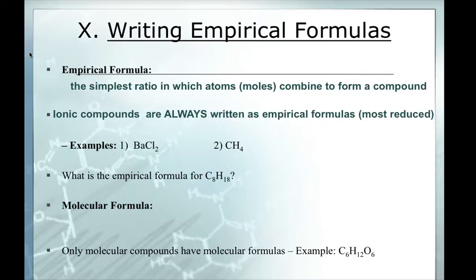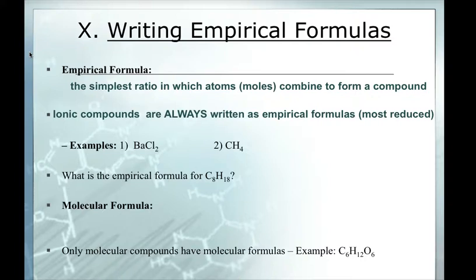So if you look at the examples there, you notice BaCl2. Do you know if that's an empirical or molecular formula? Well, it's ionic, so that's going to be its empirical formula. Ionic compounds, their formulas are all referred to as empirical formulas. If you look at number 2, that's not ionic. It is a molecular formula, but it also is already reduced. So that's actually both the empirical and the molecular formula.